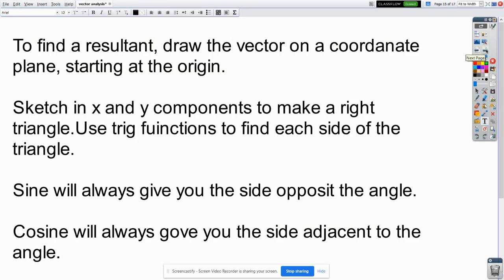Let's take a look at the mathematical method to find the x and y components.